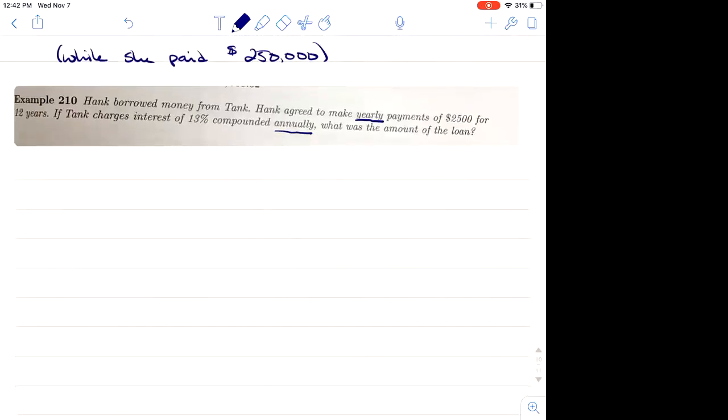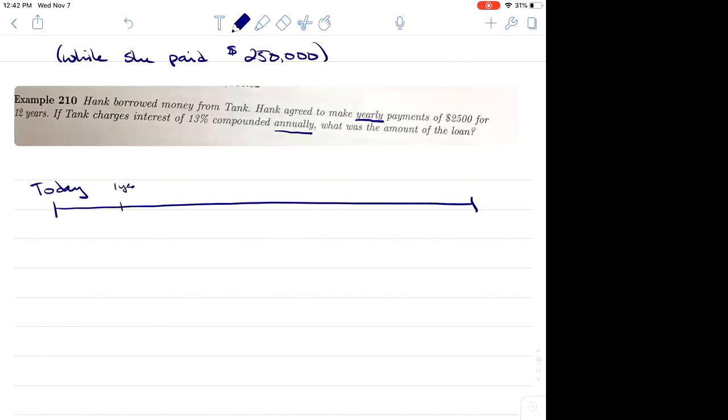So let's draw our timeline here. He borrows some money today, and then he's going to make yearly payments. So 1 year, 2 years, and then for a total of 12 years, and throw in 11 years as well. And then he's going to make payments of $2,500, $2,500, $2,500, and $2,500.